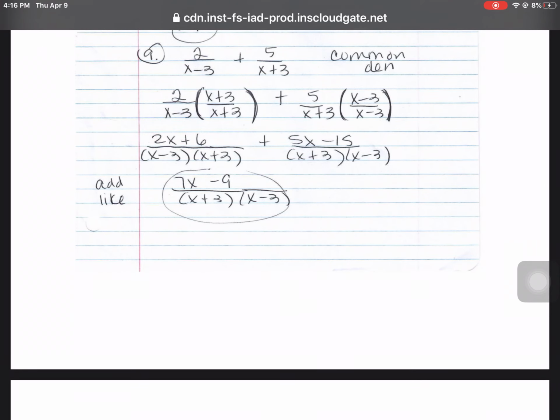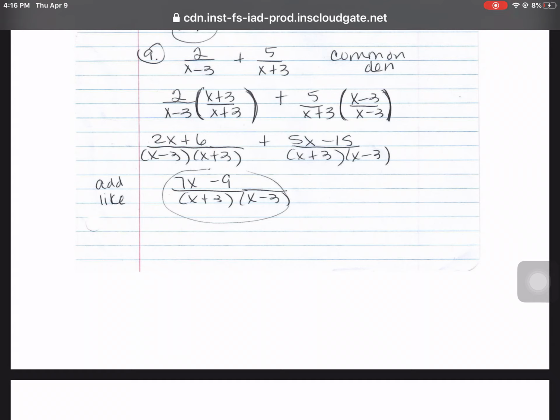Number 9, to add you get a common denominator. You always get a common denominator by multiplying. You can always get one by multiplying. So our common denominator is going to be x minus 3 times x plus 3. Whatever gets multiplied in the bottom must also get multiplied in the top. The left already had -3, so it needed +3. The fraction on the right already had +3, so it needs -3.